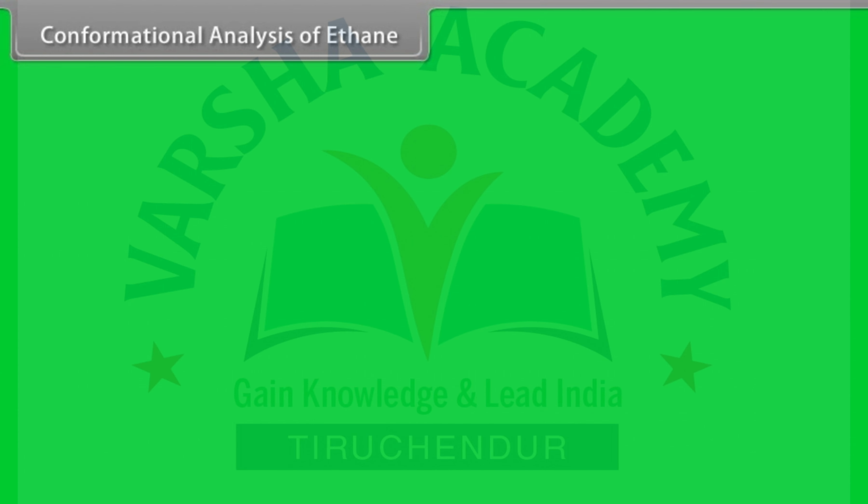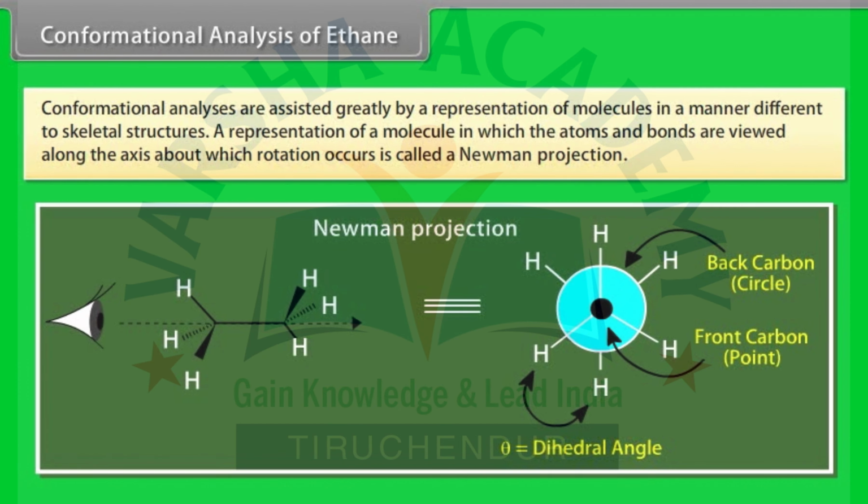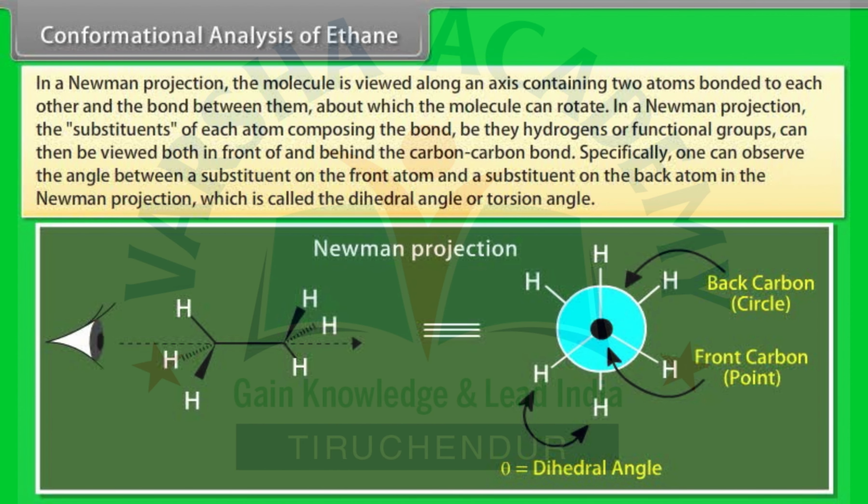Conformational analysis of ethane. Conformational analyses are assisted greatly by a representation of molecules in a manner different from skeletal structure. A representation of a molecule in which the atoms and bonds are viewed along the axis about which rotation occurs is called a Newman projection. In a Newman projection, the molecule is viewed along an axis containing two atoms bonded to each other and the bond between them, about which the molecule can rotate. The substituents of each atom composing the bond, be they hydrogen or functional groups, can then be viewed both in front of and behind the carbon-carbon bond.